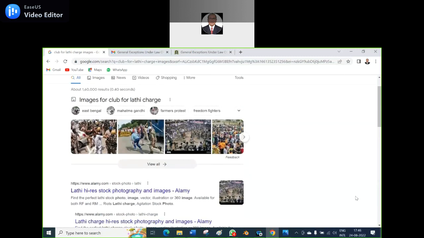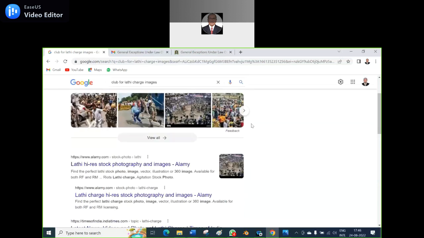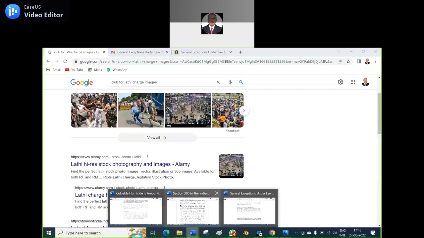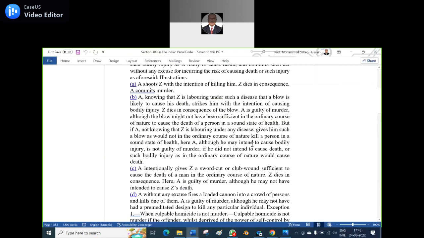The people are using the clubs and canes. But a particular type is there, which is a round one. It is a strong stick, called a club. So, if you use the club, yes, it is enough. There is a good blow for the wound sufficient to cause the death of a man in the ordinary course of nature. Jet dies in consequence. Here he is guilty of murder, although he may not have intended to cause Jet's death. Actually, he doesn't want to cause Jet's death, but intentionally gives a sword cut. Why does he want to give the sword cut? Tell me. Sir, to test whether the sword is sharp or not. Why doesn't he make the test on himself only?